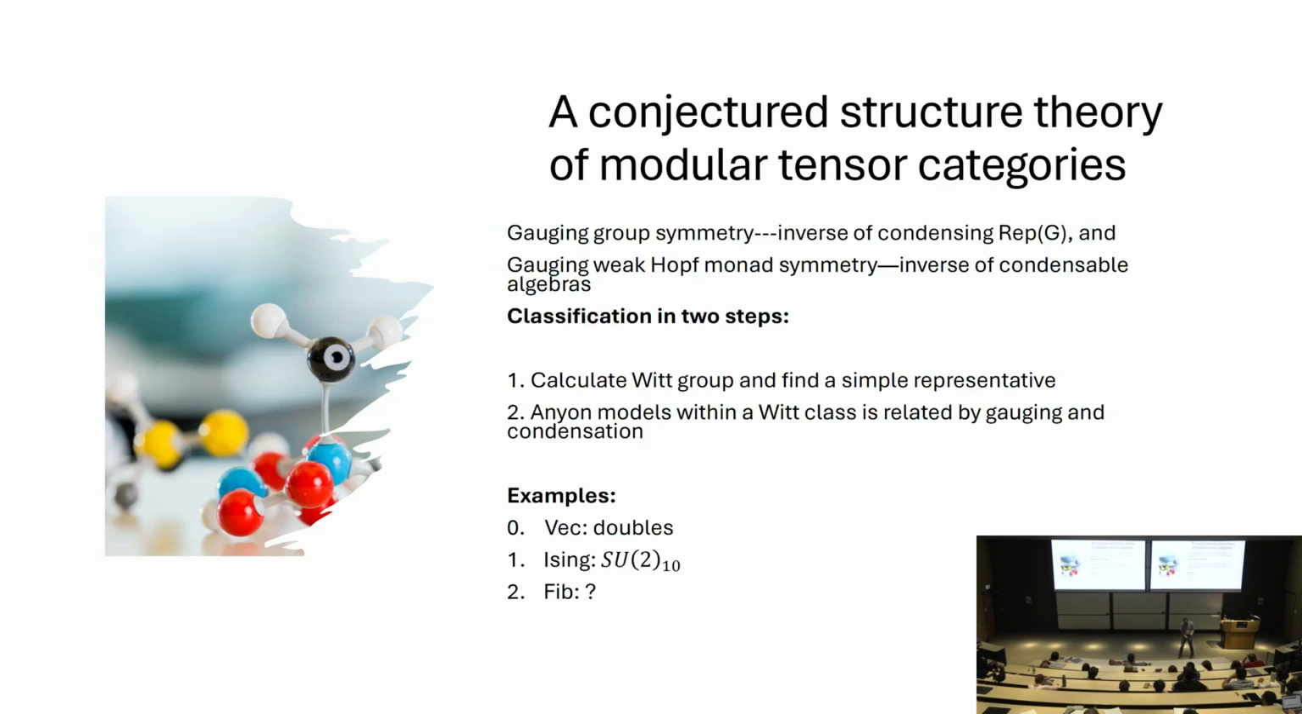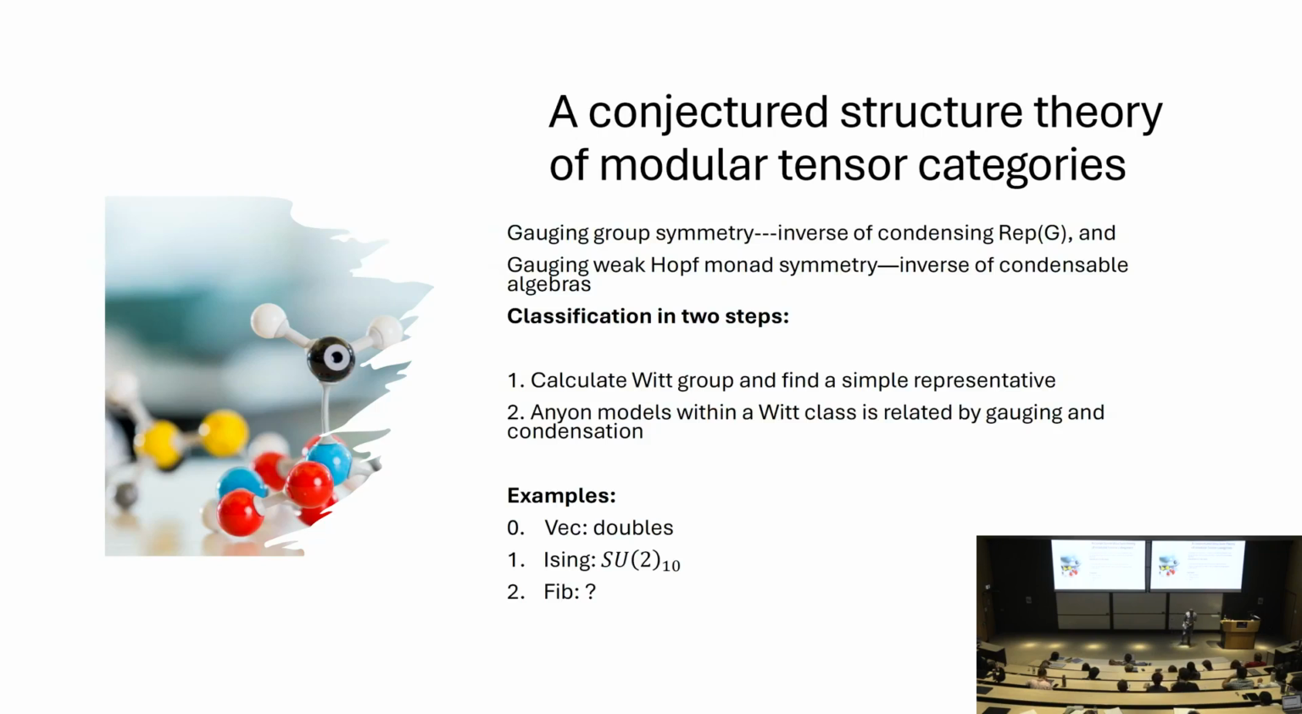So the last thing I want to say is that this gives you a way to classify or structure all linear models. It's a 2-step process. First, you classify according to weight class. That's almost understood. And then you ask yourself, within each class, how are they related to each other? And I claim they are always related by gauging weak Hopf monads.